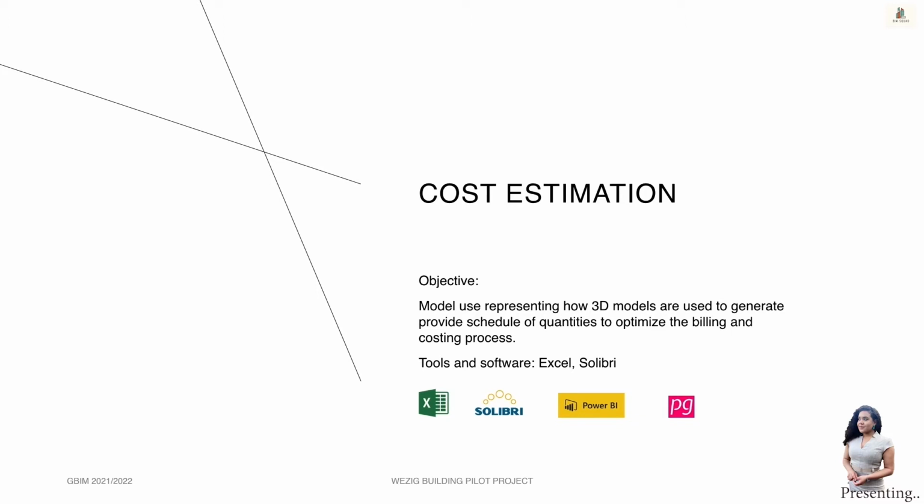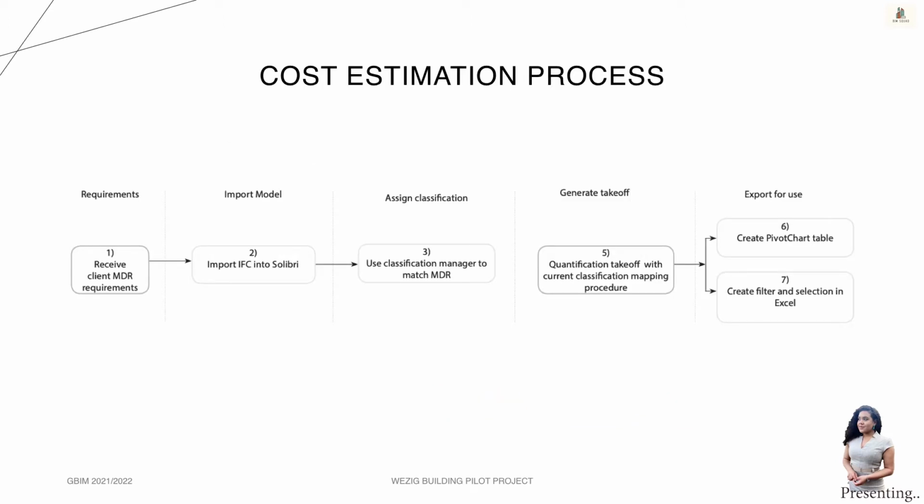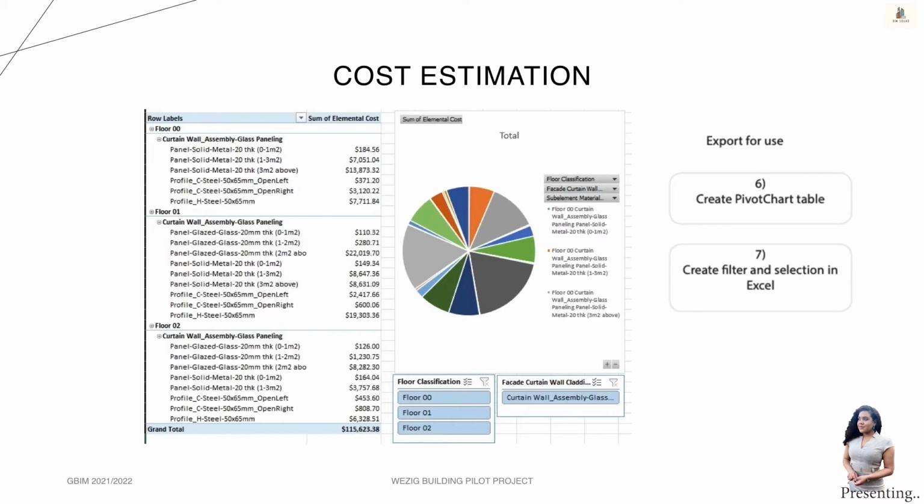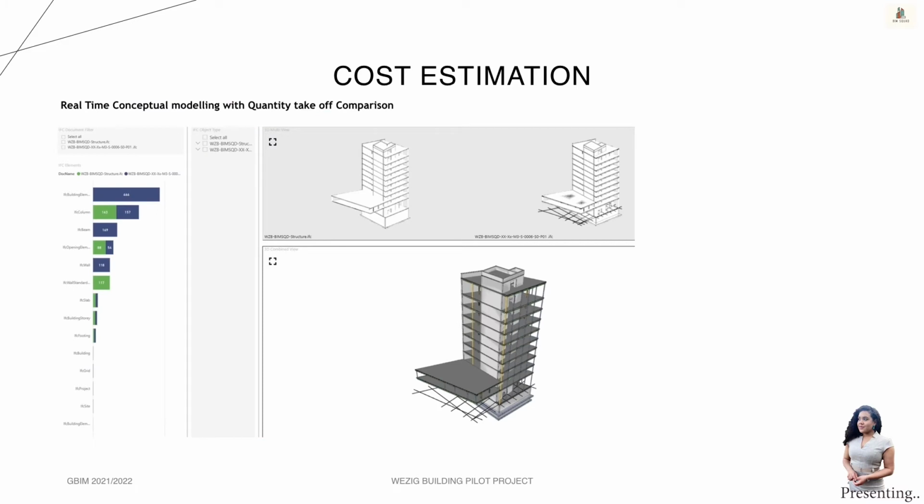And now let's take a look at cost estimation. First, the MDR requirements were received from the clients, and then IFC was imported to Cost X. Classification was assigned, and takeoffs were generated. Pivot chart tables, as well as filters and selections, were created in Excel and exported for further use. The following is a real-time conceptual model with quantity takeoff for comparison.